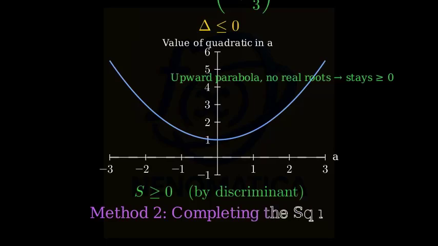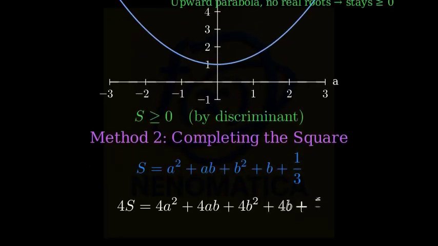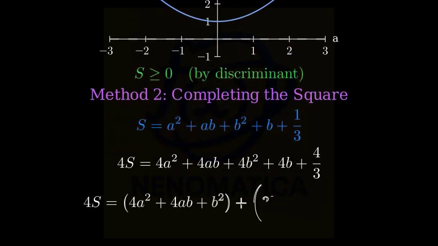Method 2, completing the square. We start from S equals a squared plus ab plus b squared plus b plus 1/3. Multiply by 4 to clear fractions. 4S equals 4a squared plus 4ab plus 4b squared plus 4b plus 4/3. Now split the 4b squared term as b squared plus 3b squared to complete squares in two groups. Group 1 is 4a squared plus 4ab plus b squared. Group 2 is 3b squared plus 4b plus 4/3.